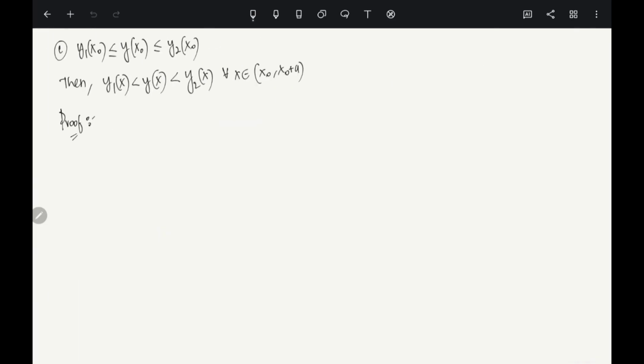So let's look at the proof. We'll just prove the one part. Let's say we prove this part, the other part is exactly the same. It doesn't matter, it's the same thing. So let's say that y naught, which I am defining as y at the point x naught, is less than y2 at the point x naught. If something like this happens, then y of x should always be less than y2 at the point x. This is always true. Why? By the previous theorem.